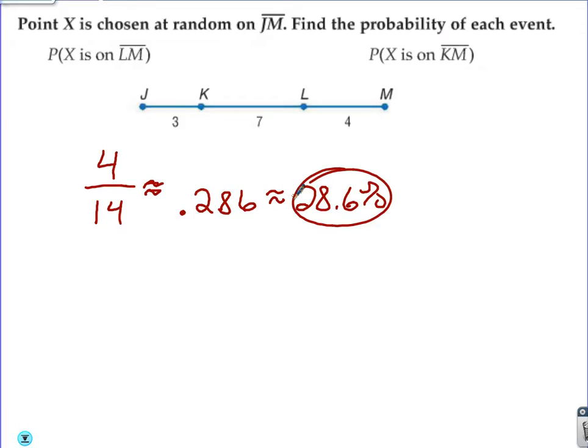And the last one here, what's the probability that X is on KM? KM has a length of 10. The whole line has a length of 14. We don't have to work this problem. 11. Yep. KM has 11. Oh, it's 11? Yeah. I did the wrong one. There we go. 11 out of 14. 10 would have been so nice because 10 was going to work together with 14 very nicely. 11 out of 14.